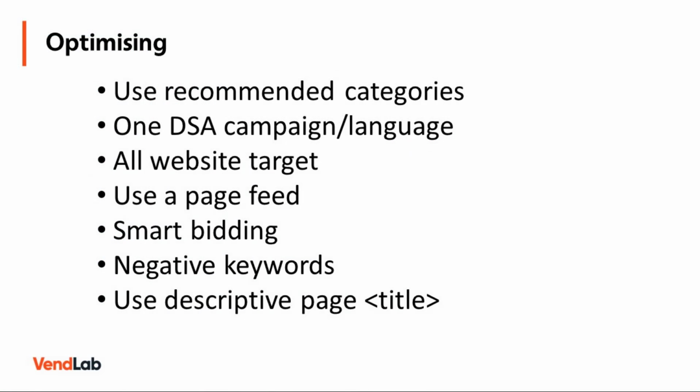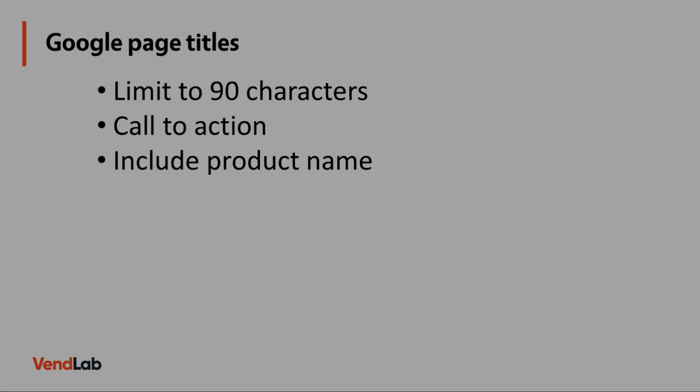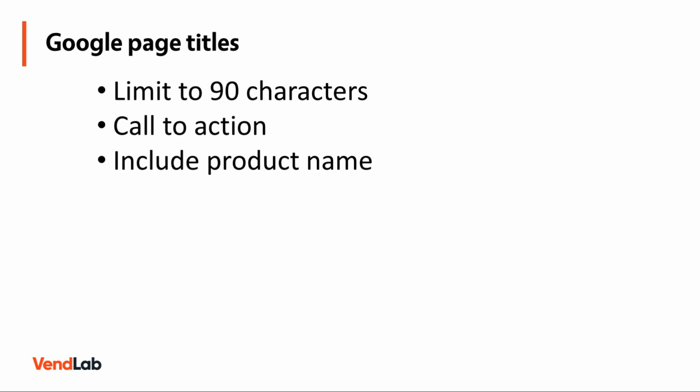As with most other Google Ads campaigns, using smart bidding is a good way of saving time, and it generally produces better results as Google has much more data than you have and can make changes much more frequently. Finally, you need to optimize your website for your ads. Make your page titles descriptive and compelling, as titles are often incorporated into your automated headlines. Google recommends that you limit your page titles to 90 characters, include a call to action, and also include the product name.